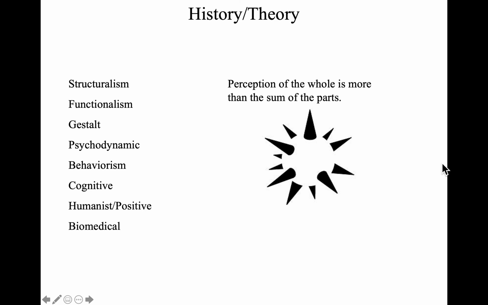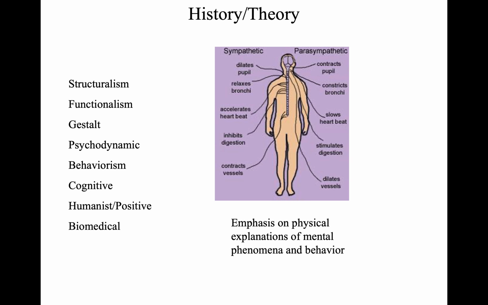So, first, perception of the whole is more than the sum of its parts. And this would be a clue as to a kind of optical illusion. So, which of these theoretical perspectives would this go with? And the answer is Gestalt, the whole perception. They're all about sensation and perception in Gestalt psychology. Next.